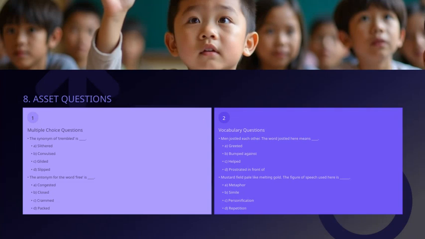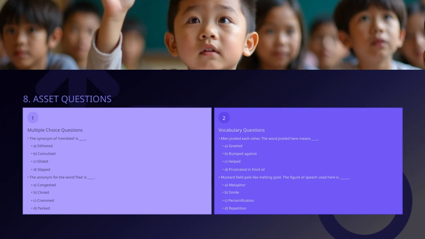Now let's take a closer look at the asset questions on this slide. First, we have multiple choice questions. The first one asks about the synonym of trembled. The options are slithered, convulsed, glided, and slipped. The key here is to understand that trembled refers to a shaking or shivering motion, so the correct synonym would be convulsed.